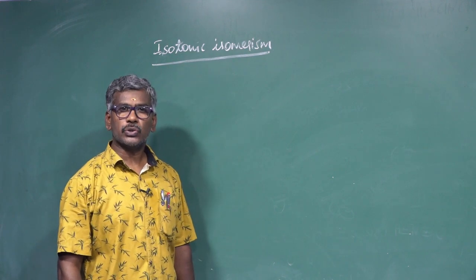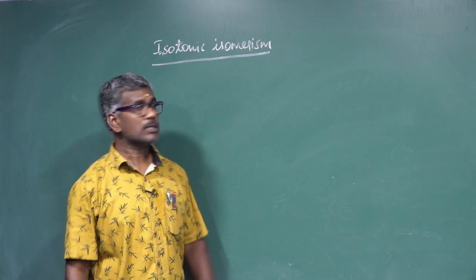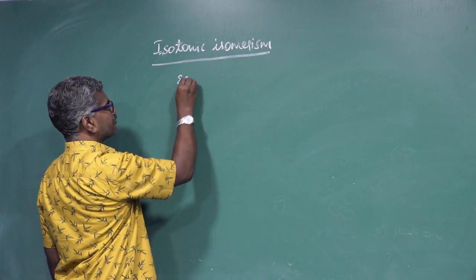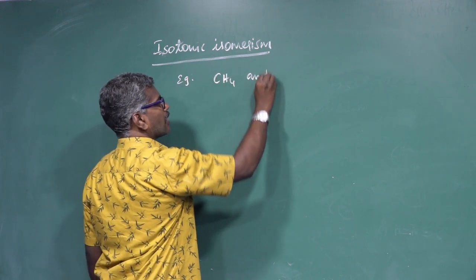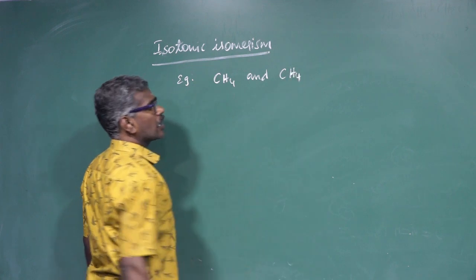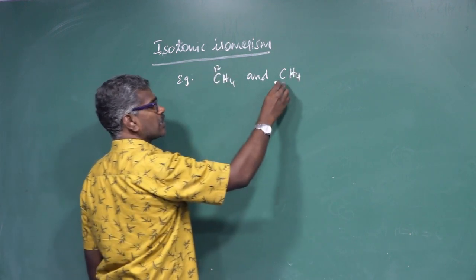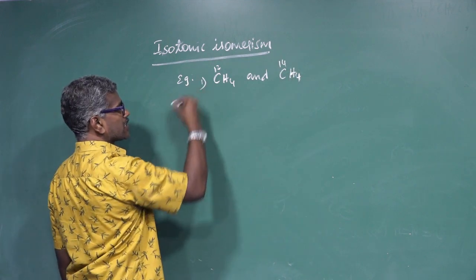Isomerism arising due to the presence of different isotopes of elements is known as isotopic isomerism. For example, CH4 and CH4. Carbon is what? This carbon exhibits plus 2 atomic mass. This carbon exhibits 14 atomic mass. This is example number 1.